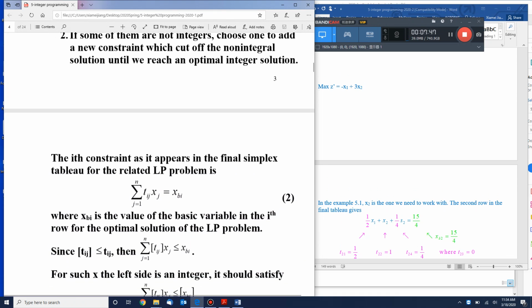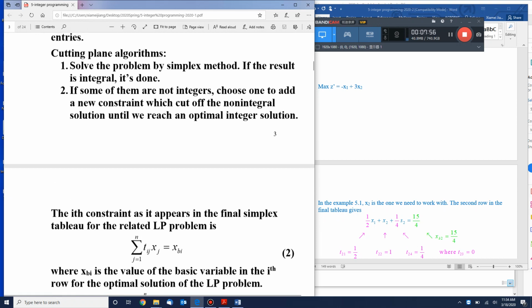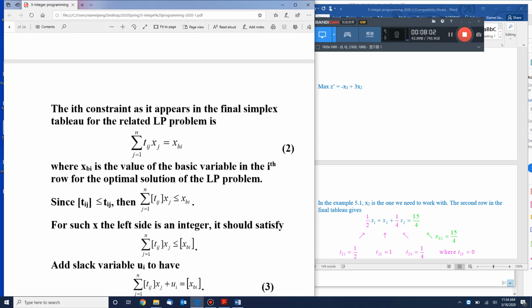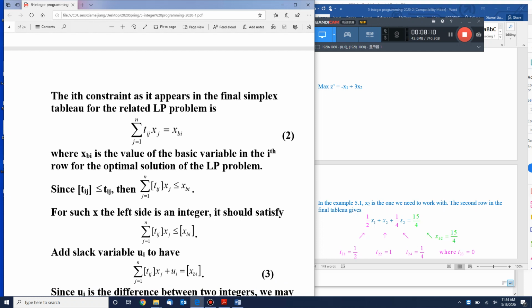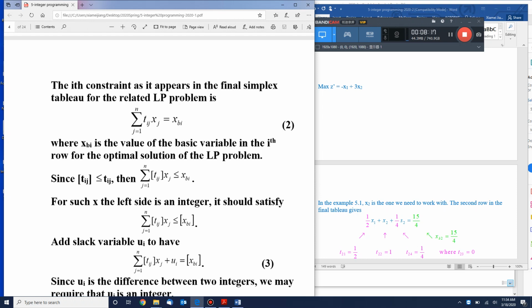So now let's assume it more generally. We suppose that when we work out the LP problem with the simplex method, we find that on the ith row, xbi is not an integer. That means the basic variable has a non-integer value. Here we just consider it as the ith constraint. We simply write down the ith row as an equation. That's what we call the ith constraint.